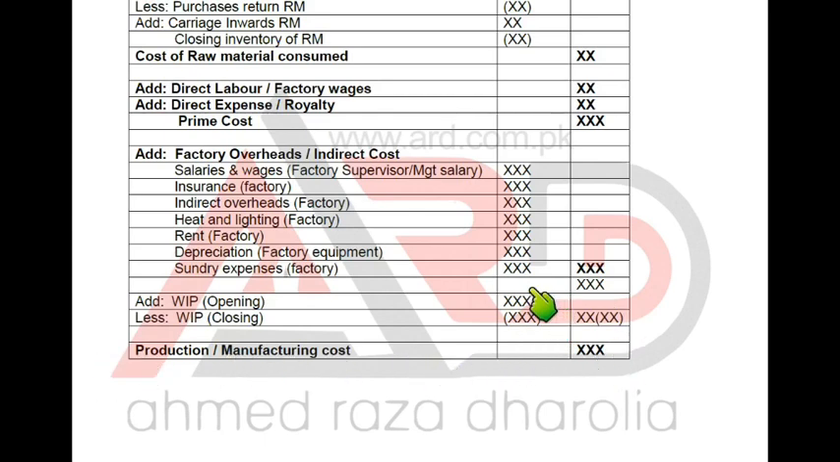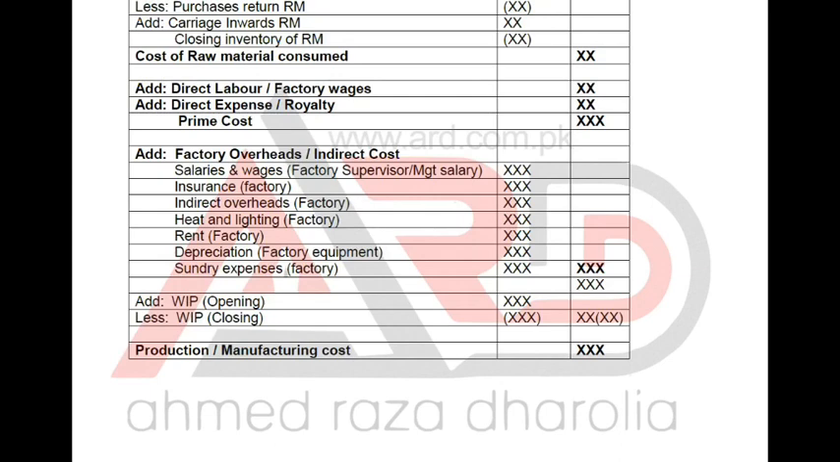See, if the opening inventory is less and closing inventory is more, the net deduction will be negative. But if the opening inventory is greater than closing inventory, the net amount will be positive. We will be adding this, and the final answer is production cost, manufacturing cost, or it is also known as cost of goods manufactured.